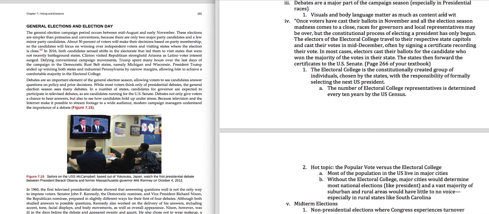So if you watch a presidential debate, watch the visuals, watch the body language. It matters. And also, if you can joke around, if you can be affable.